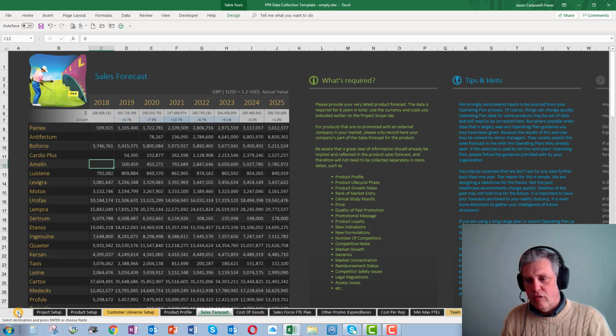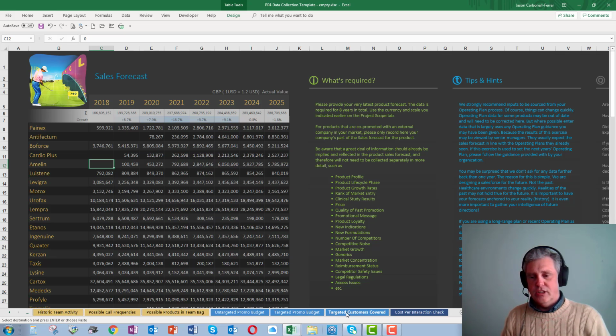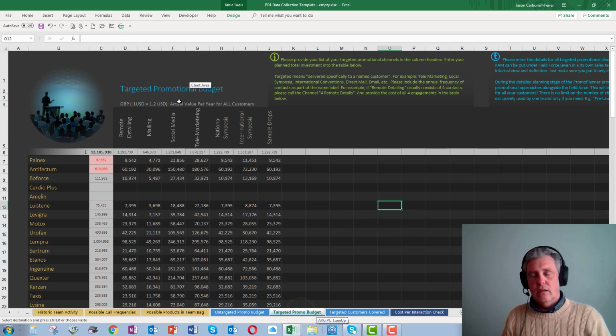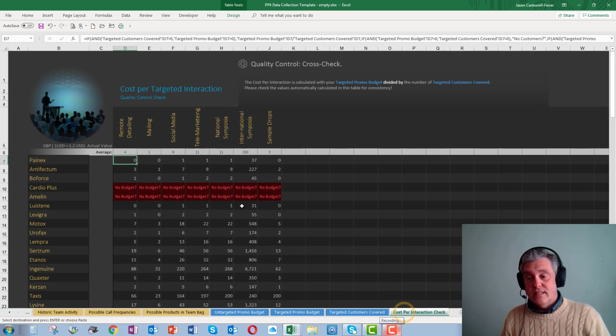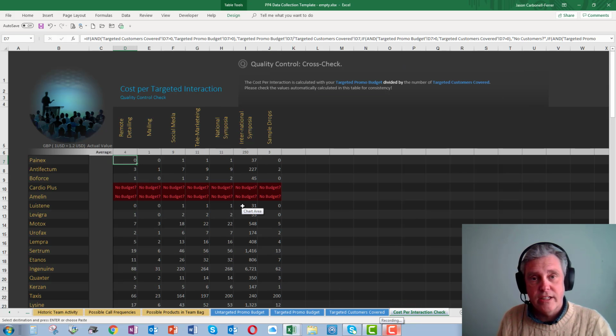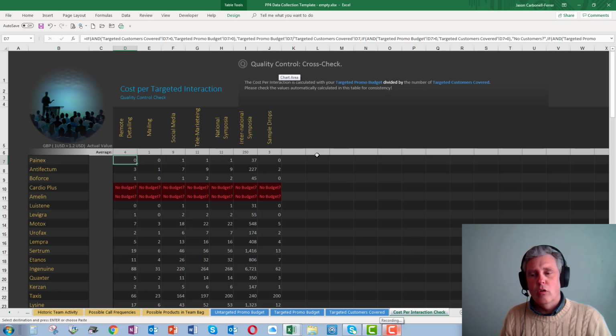But certainly right now, as we have it, we have not declared a budget for our targeted promotional channels. We have declared the customers we might like to cover, but obviously this means that we have no cost per interaction. So this is something that we might want to have a look at now and try to sort out. And that's precisely what this last quality control cross-check is here to do.